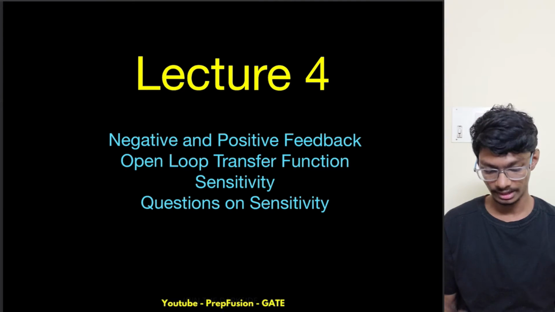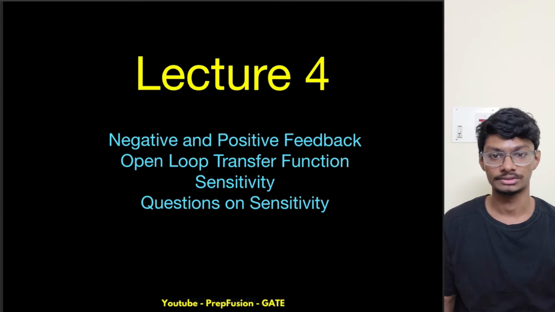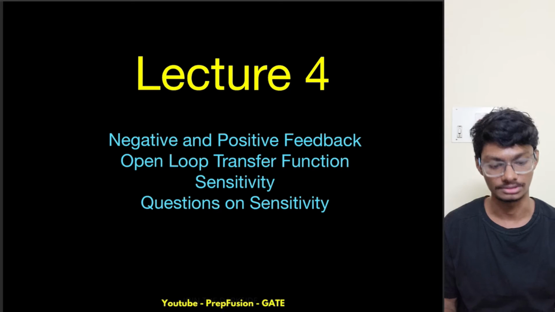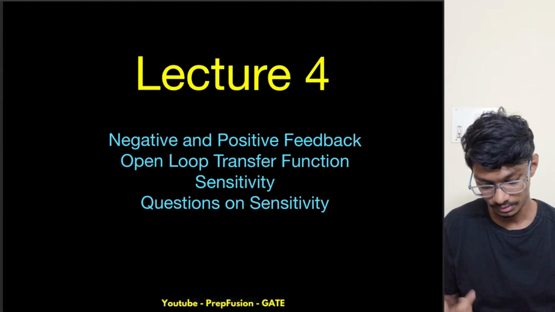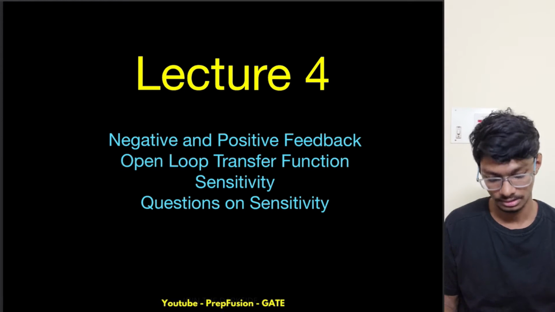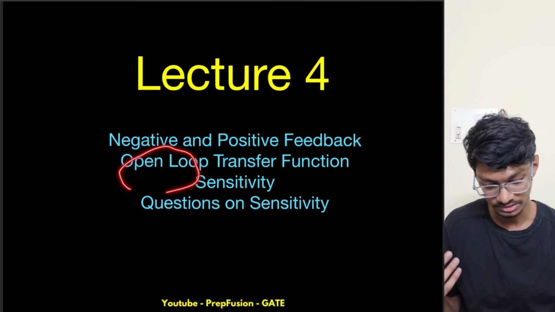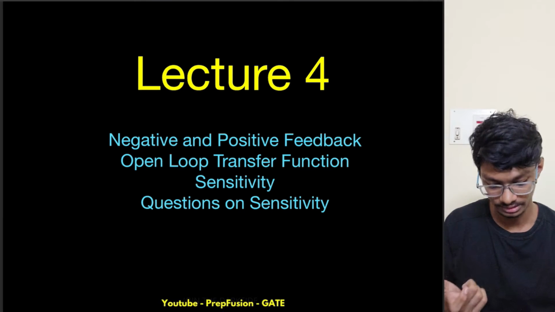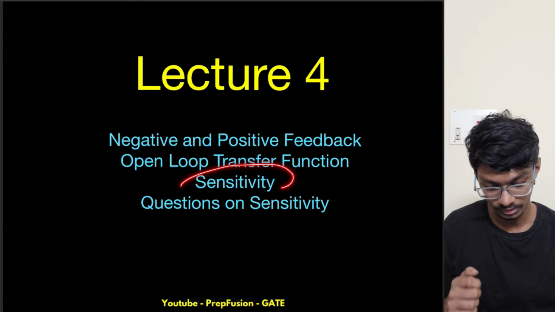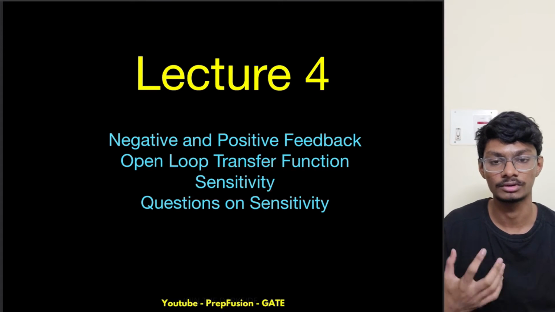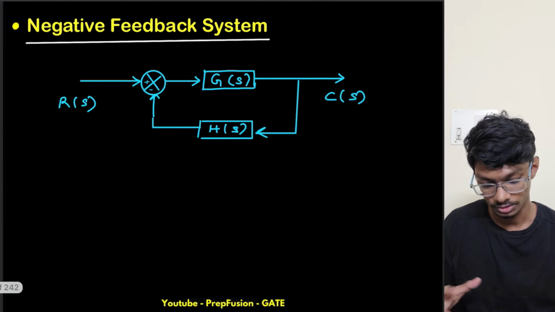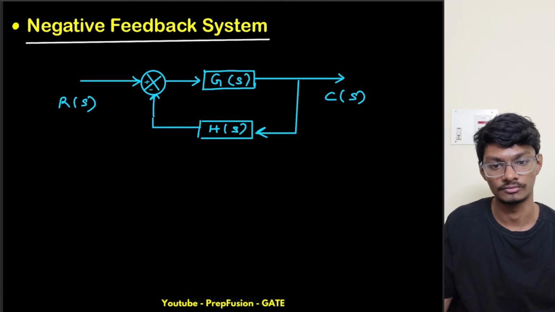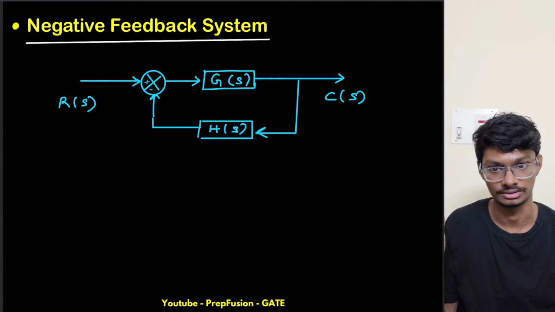I am Anish and this will be lecture 4 for the subject of control systems. This is the first chapter, the basics of control systems. In this lecture we'll study negative and positive feedback, what an open loop transfer function is, and what a closed loop transfer function is. I forgot to write here: how sensitivity is measured, what the meaning of sensitivity is, and a few questions on sensitivity.